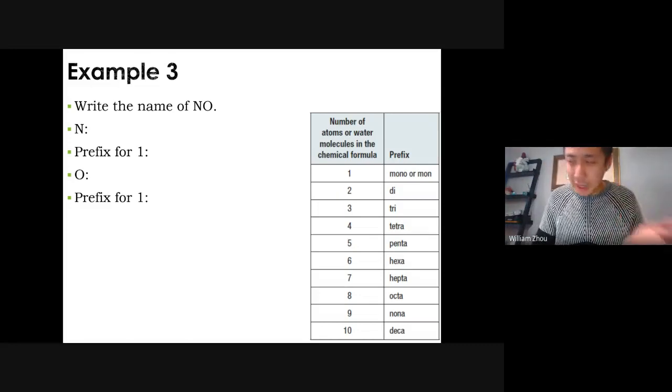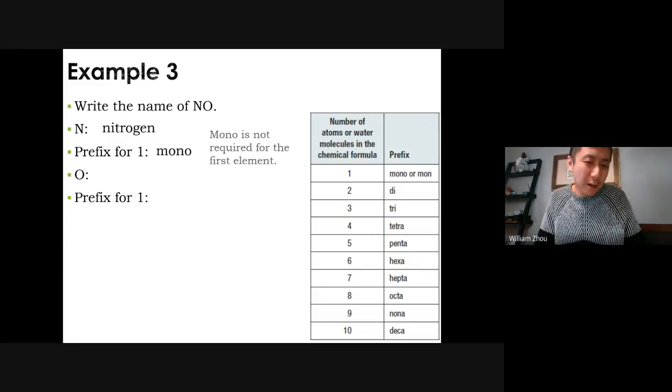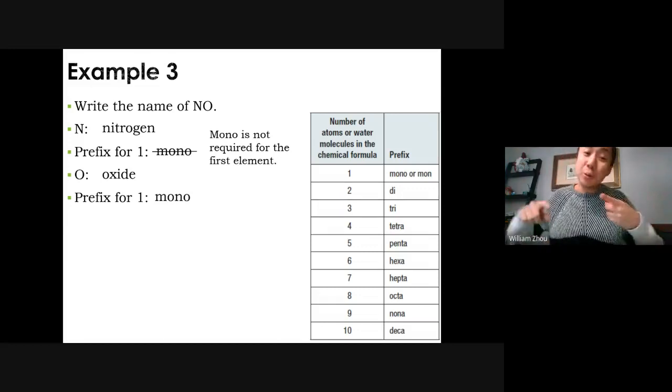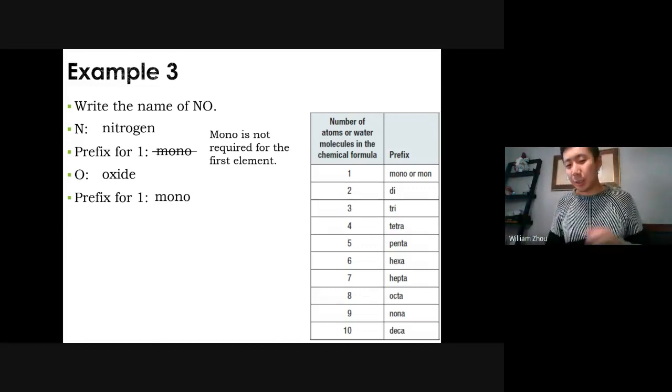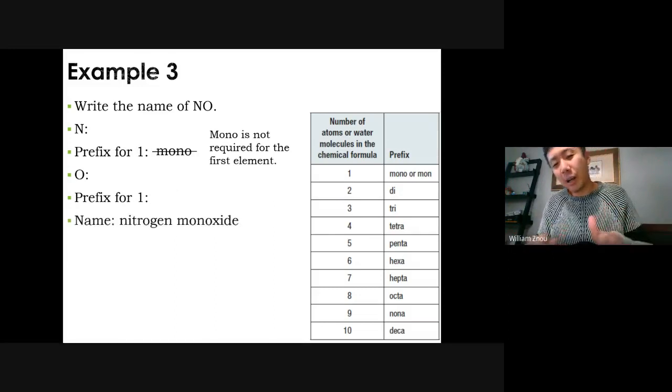Okay, nitrogen, N is nitrogen. Don't change it, it's just nitrogen. One nitrogen, mono. Again, you don't need mono for the first one. O, that's oxide. How many? One, mono. But you do need the mono for the second one. So you can't cross that out. So put it together. Nitrogen monoxide. You drop an O, not mono-oxide, double O's. That's bad for some reason. Just monoxide. Okay, that's it. Nitrogen monoxide.